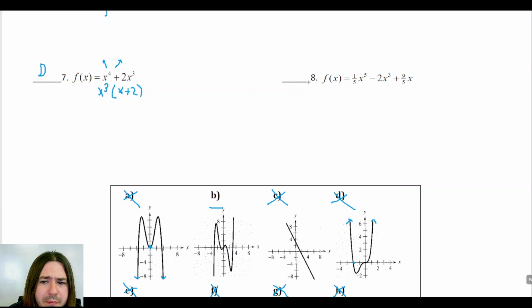Just one quick thing I want to check is the end behavior, just to make sure we didn't make a mistake here. We've got an odd degree, positive leading coefficient, so the end behavior is going to be down, up. And that's what we see here, okay? So yeah, there we go. Looks like we've done all the matches now. So let's move on to the next page.